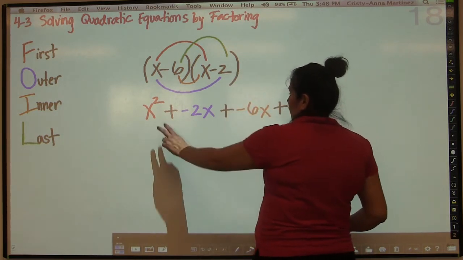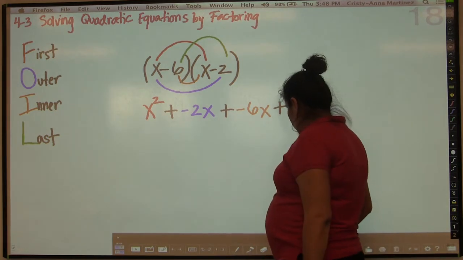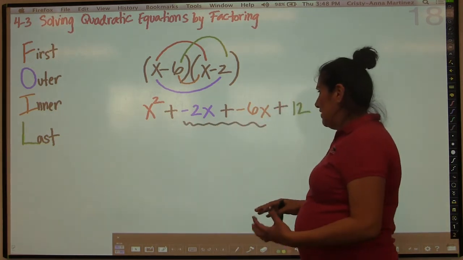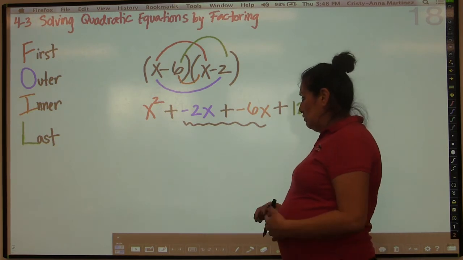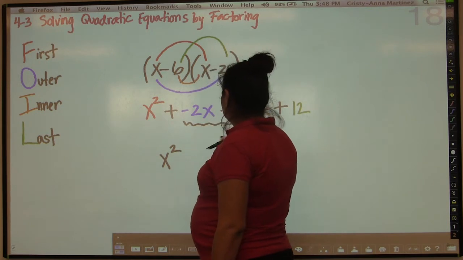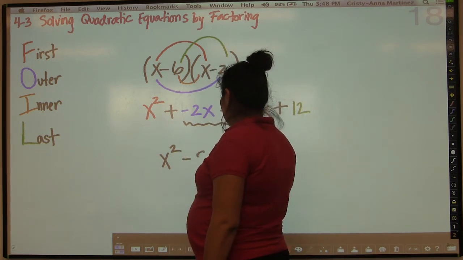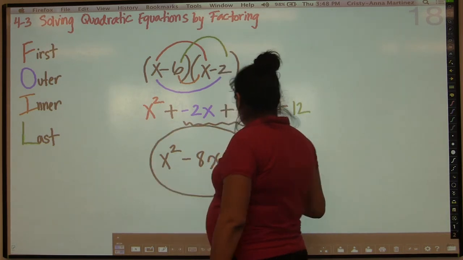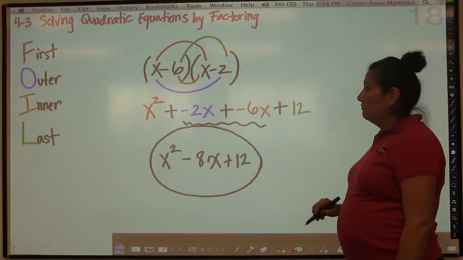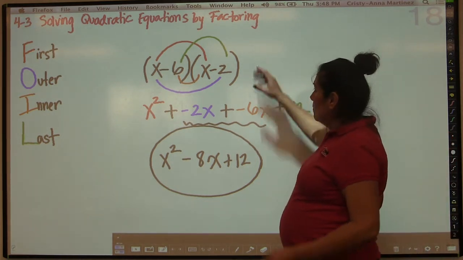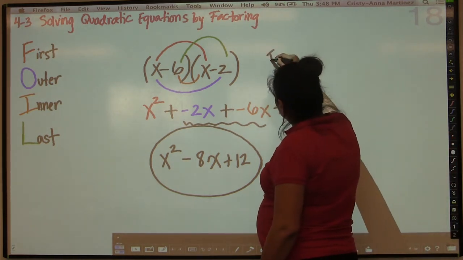And see how you have 4 separate terms. But you will notice that in the middle here we have two terms that both have x in them. So we can actually combine those into one. So our final answer would be x squared, negative 2x and negative 6x is negative 8x, and then plus 12. And that would be our trinomial. Okay, so you can see that this is basically what we would call the factored form.